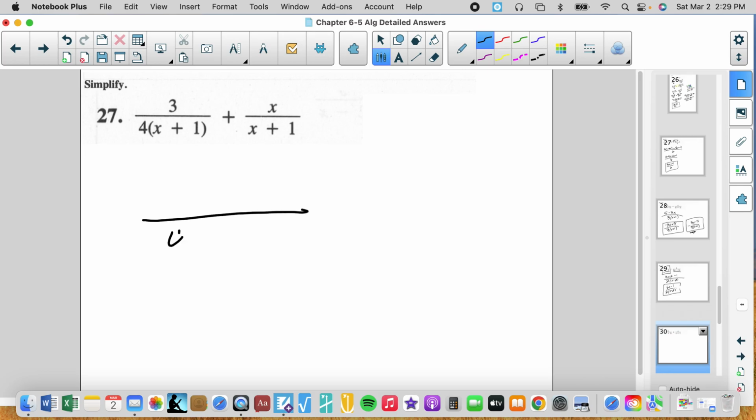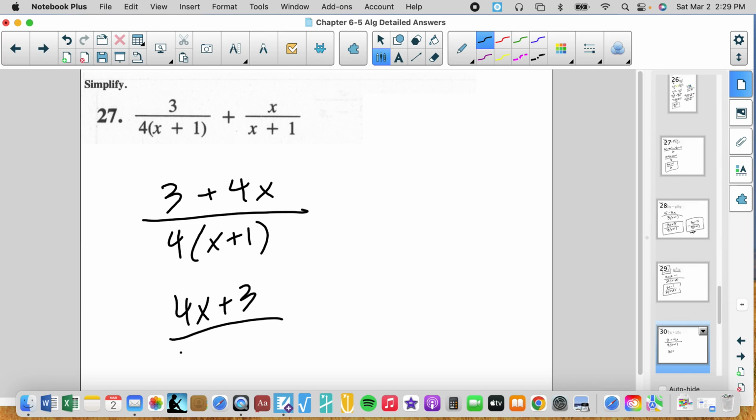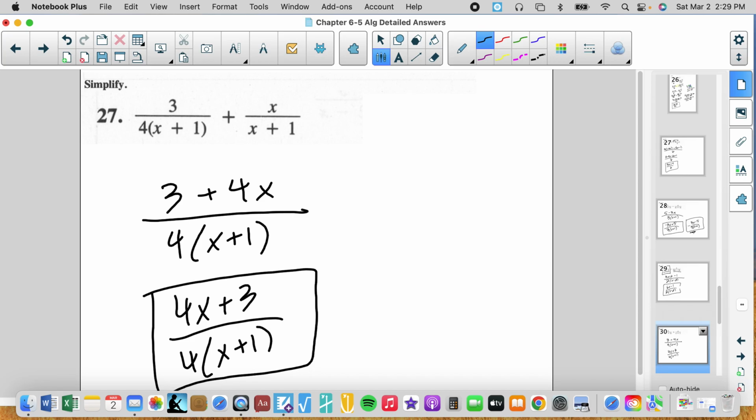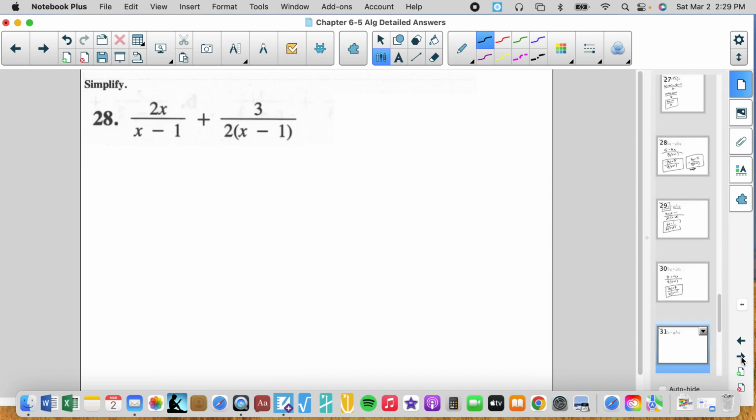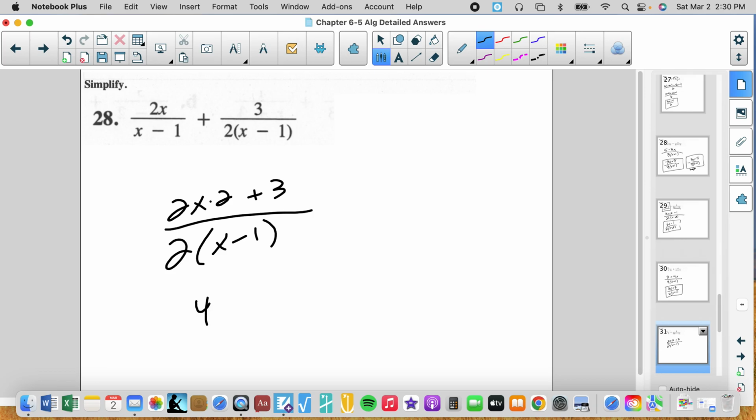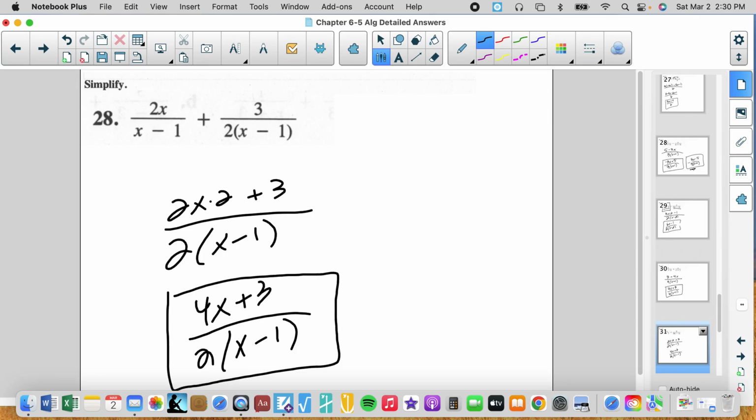Same thing. We have 4 times the quantity x plus 1. That's just going to be my 3. And this becomes 4x. So my answer is 4x plus 3 over 4 times the quantity x plus 1. Nothing can cancel or simplify. Same, 2 times the quantity x minus 1. So 2x times the 2 plus 3, which is 4x plus 3 over 2 times the quantity x minus 1. Nothing can cancel.